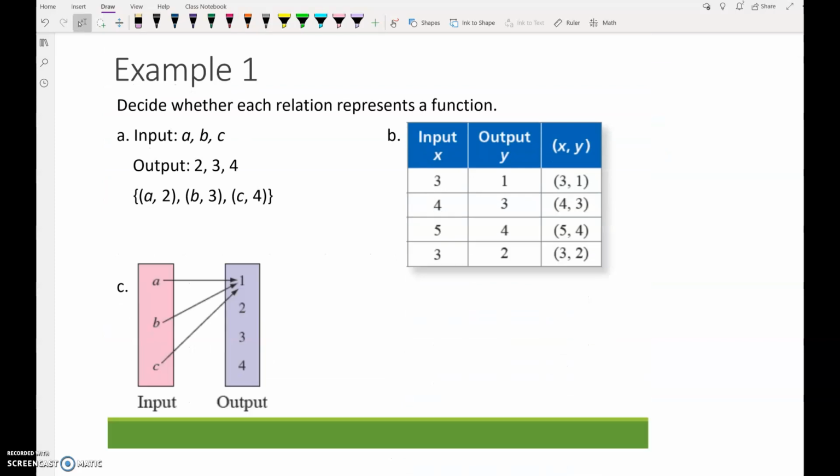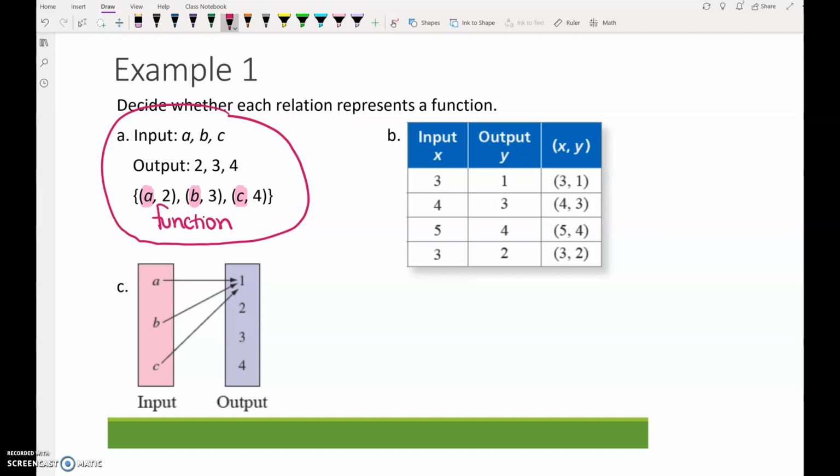In example 1, we need to decide, is each relation a function or not a function? So in A, they're saying the input is A, B, C, the output is 2, 3, 4, and here are the actual ordered pairs, A2, B3, C4. Look specifically at the x values. Are there any repeated x values? No. So this one is a function.